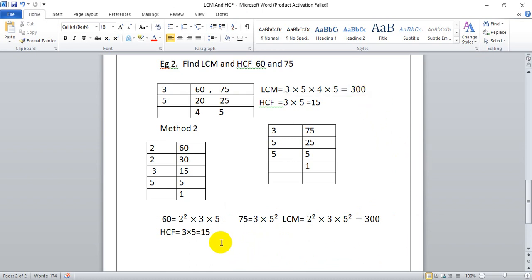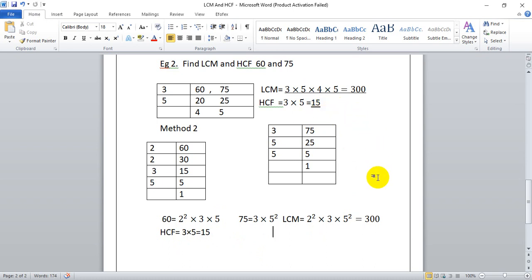For HCF, we have to take the smaller frequency of each prime number which is common for both numbers. So here 2. In 75 there is no 2, so we cannot take 2. 3, is 3 common? Yes, 3 is here and here in 75. Take the smaller frequency. Here the frequency is 1 and here it is also 1, so the frequency is 1. So take 3. And 5, is 5 common? Yes, 5 is here and here, 5 square. Take the smaller frequency. The frequency here is 2 and here it is 1. So take the smaller frequency, which means 5 only one time. So 3 times 5 is equal to 15. See, we get the same answer for HCF.